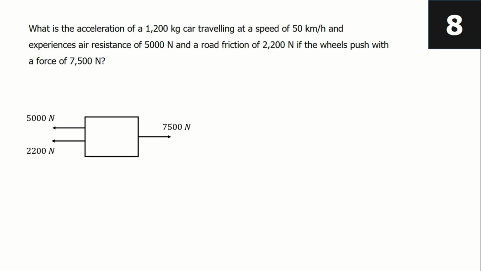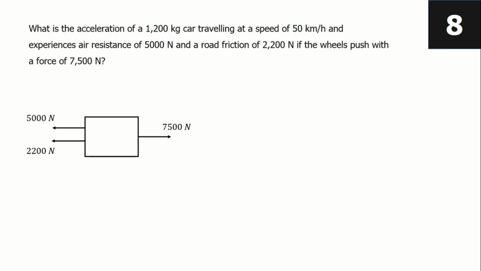Friction, of course, is a force that opposes your motion. So that should be on the opposite side. Your 2,200 Newton will be to the left. Air resistance is just another term for friction. So you're actually looking at two types of frictions here on your problem. So it should also be directed to the left.